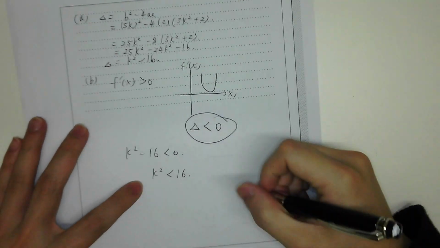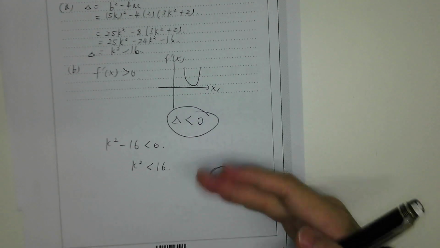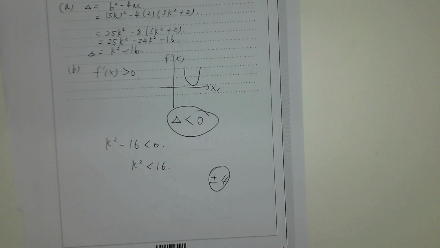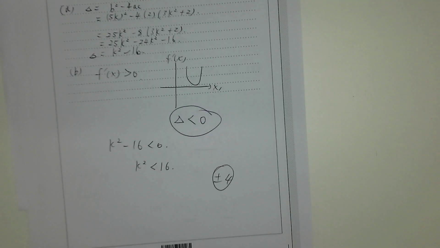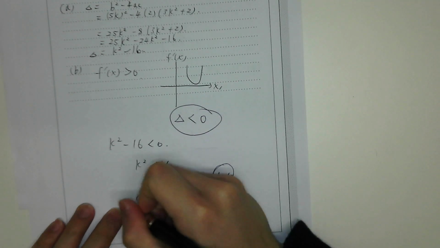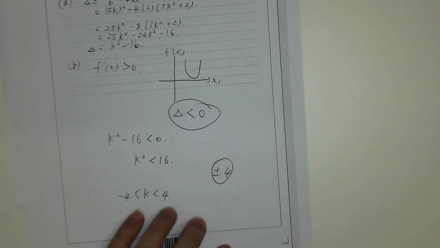K squared smaller than 16. Okay, so we know the two values plus minus 4. The two critical values will be plus minus 4. But what's the range? What's the possible value of k? It's between -4 and +4. Okay, so that's the answer.